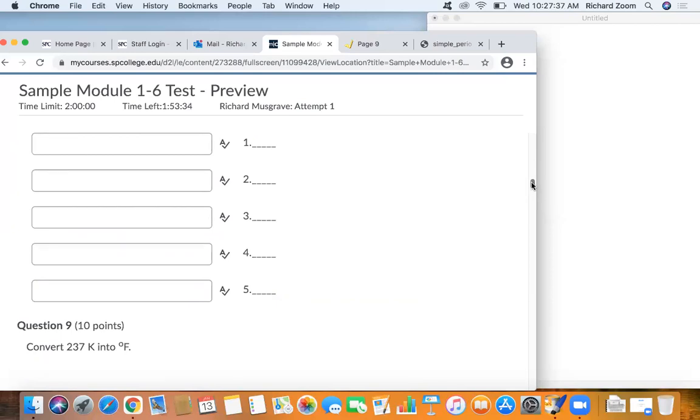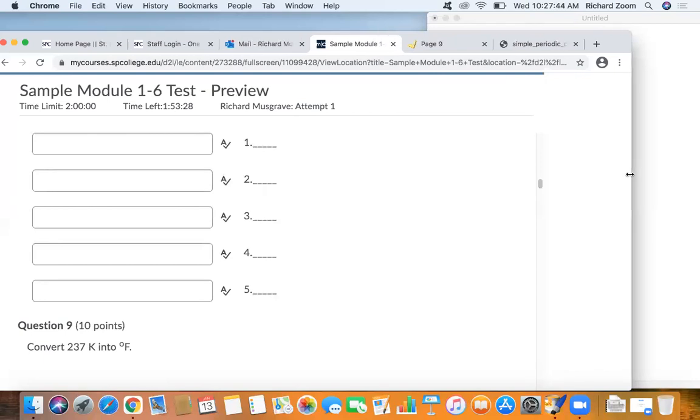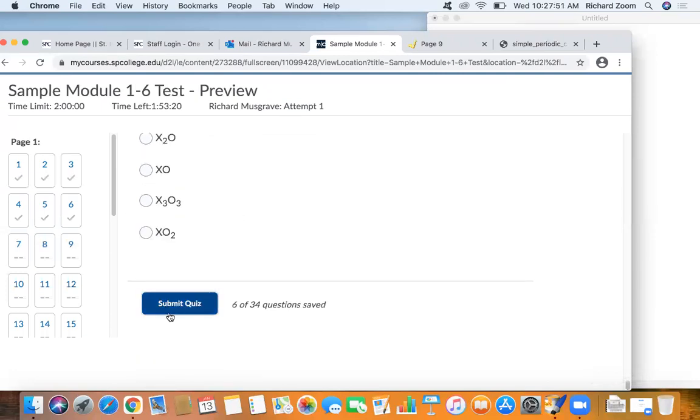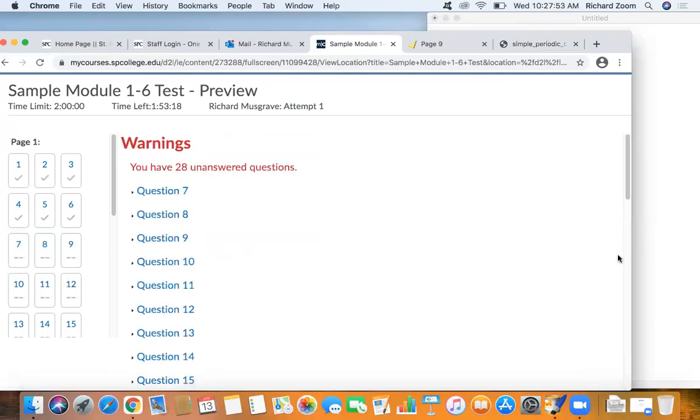All right, so what should you be doing up to this point? Well, you should be working on the homework, and now you can do the homework for modules 1, 2, and 3. And I definitely would. I wouldn't leave it till the last minute.